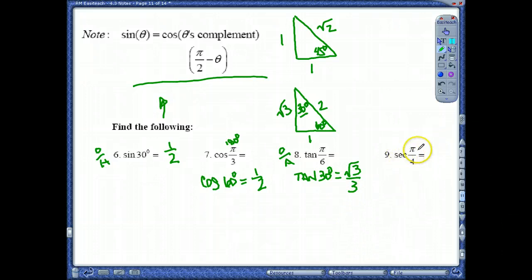Then we have the secant of pi over 4. That's the secant of 45. Well, secant is hypotenuse over adjacent. So we're up here at this triangle. Hypotenuse is square root of 2. Adjacent side is 1. So I get the square root of 2. Okay? So they gave me a trig function. They gave me the angle. I looked at the corresponding triangle, and I looked at the definition to come up with my answer.